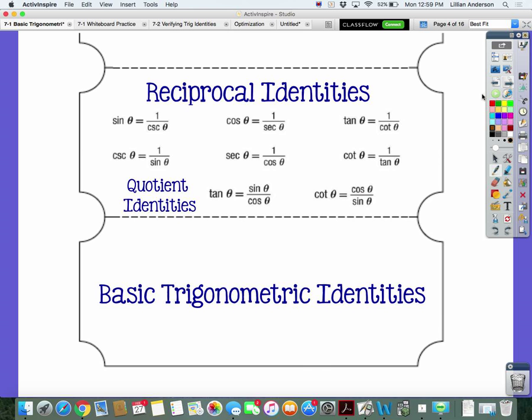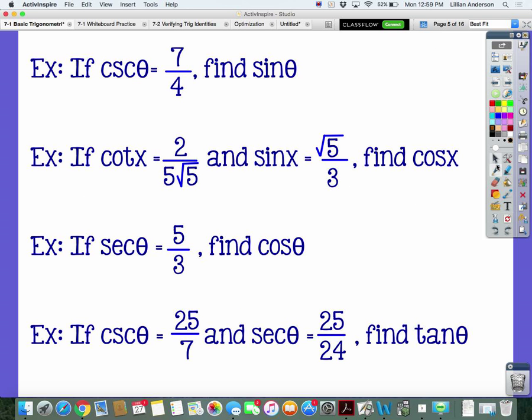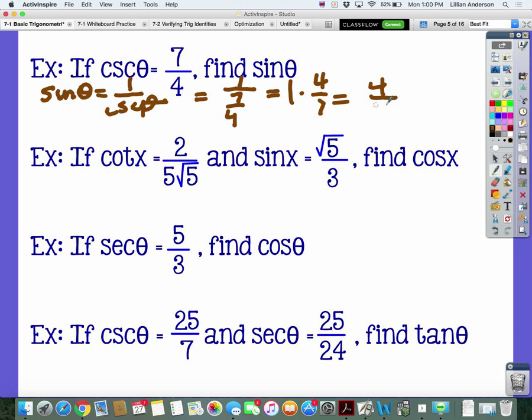We're going to look at these examples to solve these 4 different problems here. So cosecant theta equals 7 over 4. We have to find sine theta. Remember, sine theta is nothing but the reciprocal of cosecant. So since we're already given cosecant, that is 1 over 7/4. Well, you keep change flip here. And so sine theta is equal to 4 over 7. Simple as that. You use your basic identities to find that out.